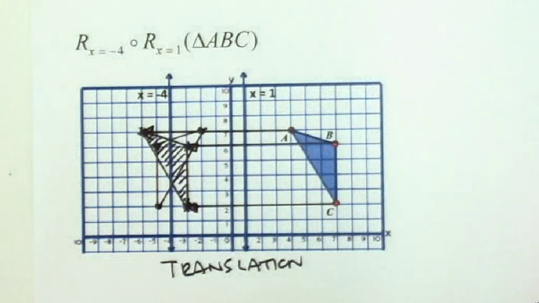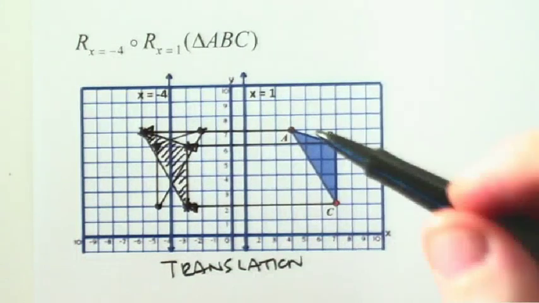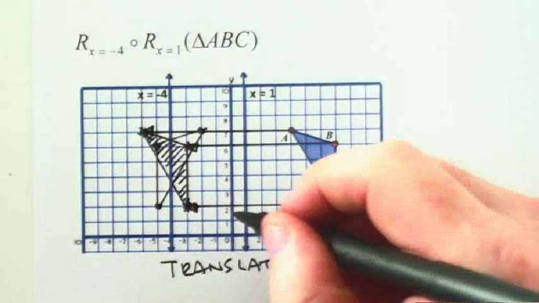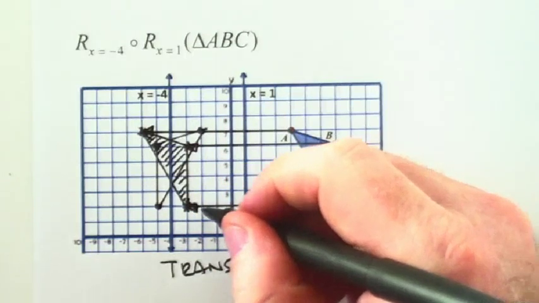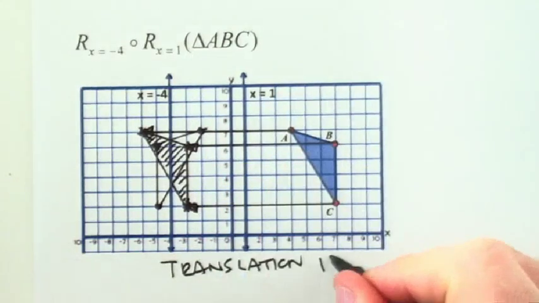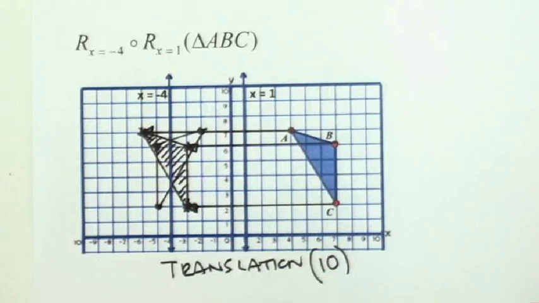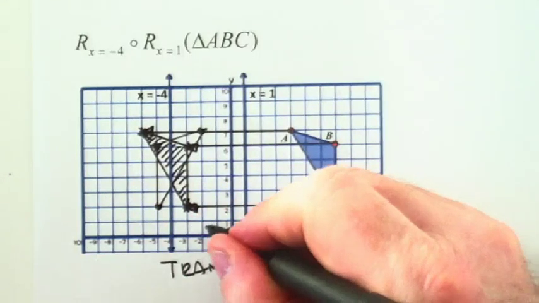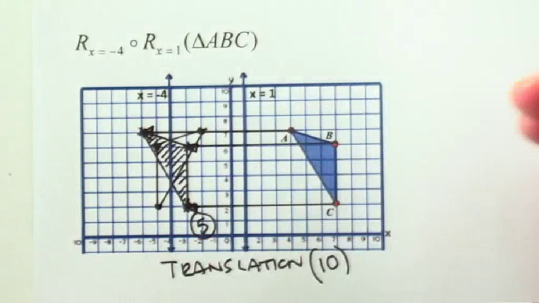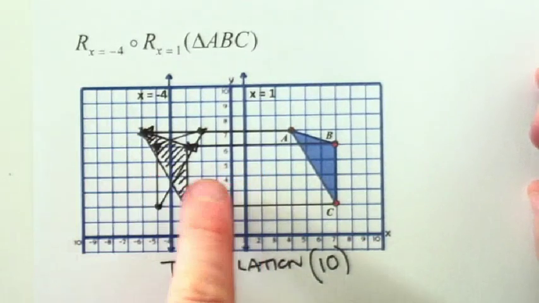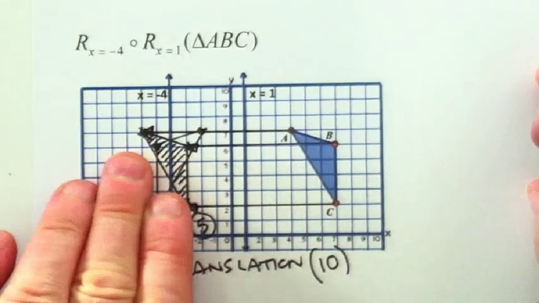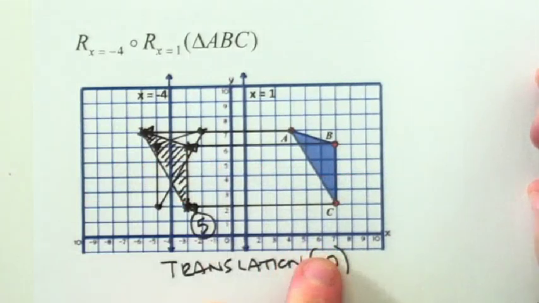Now let's also look at some other characteristics. The total distance traveled is 7, 8, 9, 10. So they went a total of 10. And we notice that the distance between the lines is 1, 2, 3, 4, 5. So we notice that if you reflect over parallel lines that are 5 apart, you will translate your shape 10.